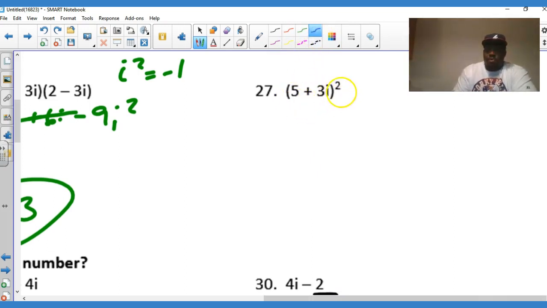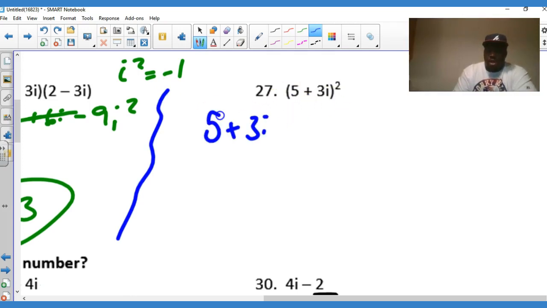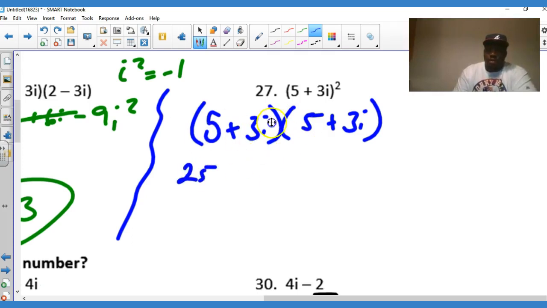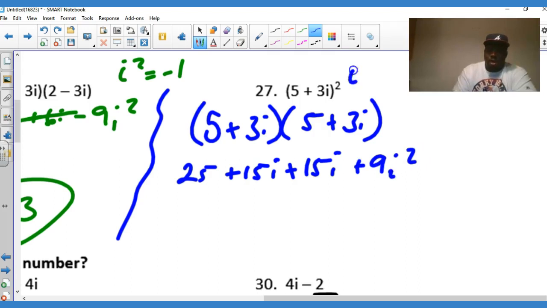Anyway, 5 plus 3i squared. Again, it's squared, so we have to write it twice: 5 plus 3i times 5 plus 3i. Go ahead and FOIL. 5 times 5 is 25. 5 times 3i is positive 15i. 3i times 5 is positive 15i. And 3i times 3i is a positive 9i squared. Now remember, i squared is negative 1.